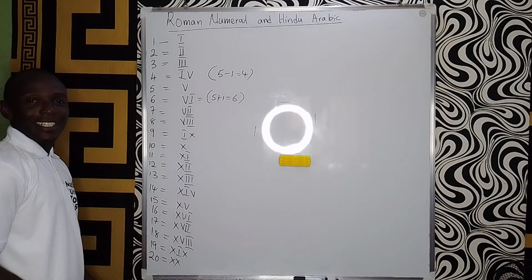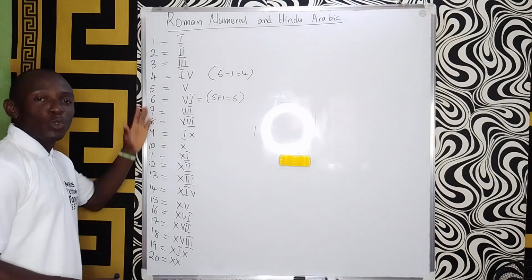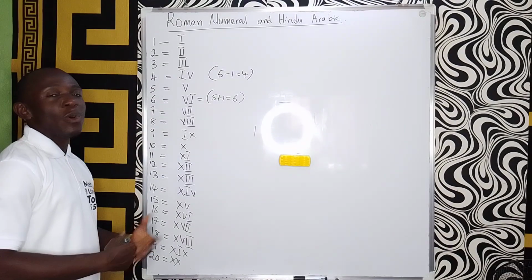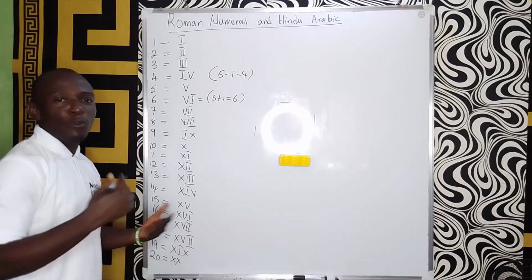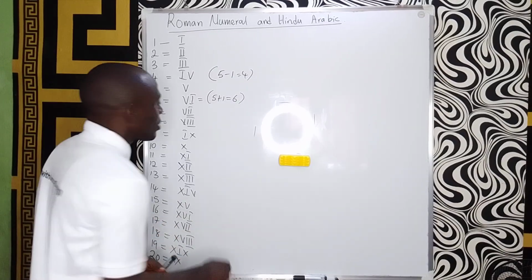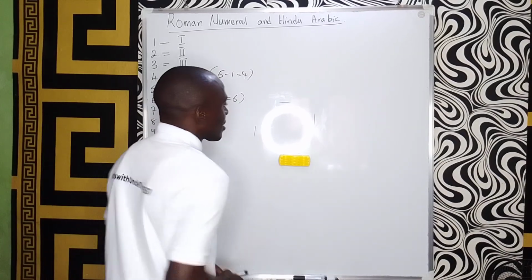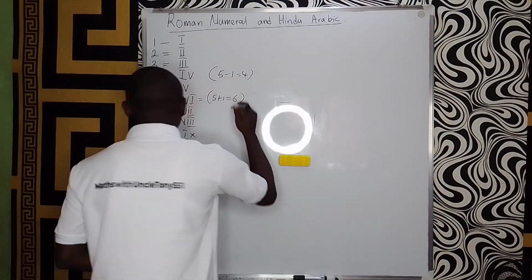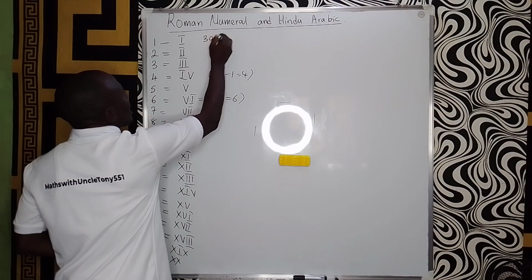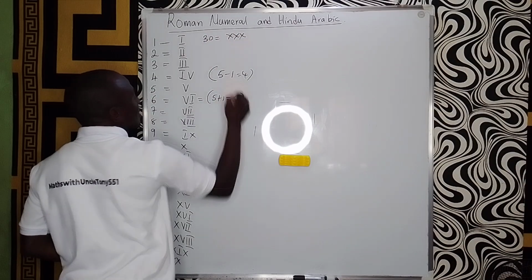This is 1 to 20. Once a child can master 1 to 20, it's easier to do any number that you wish to write. You can write from 100 to 200 to 300 to 400 to even 1000. To give you the benefit of the doubt, let's look at 100 and above. But before then, let me write 30. What is our 30? 30 is XXX.